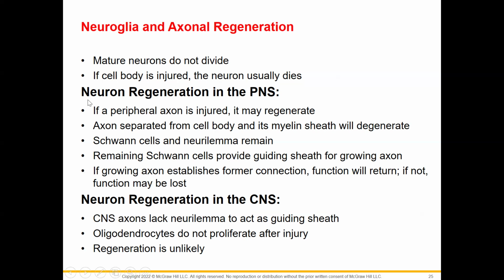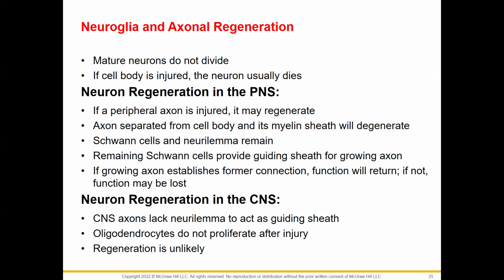If we're in the periphery and one of the axons of the neuron is injured, it might be able to repair itself and regrow. An axon that's separated from a cell body and its myelin sheath will degenerate. So if that axon is completely separated from the cell body and the myelin sheath, that axon will degenerate.